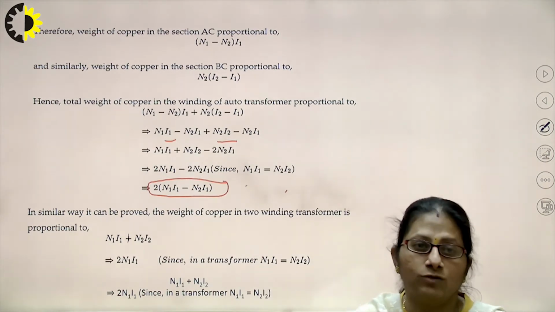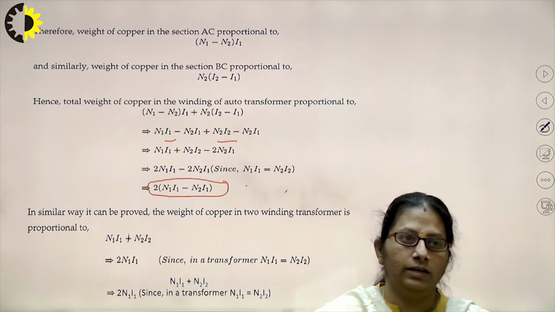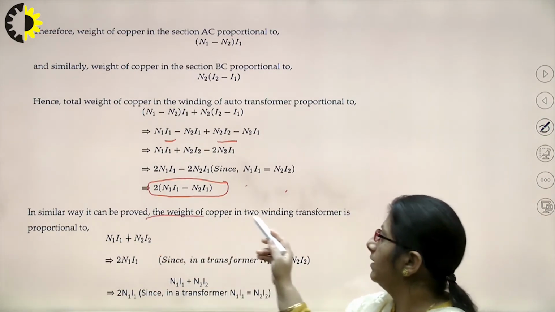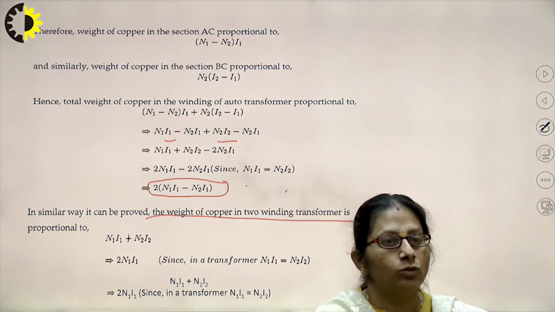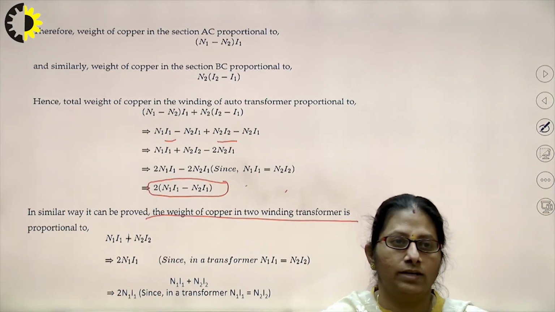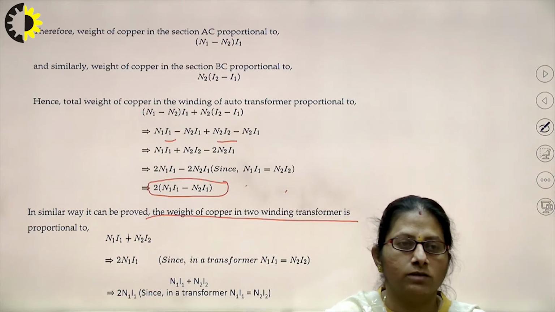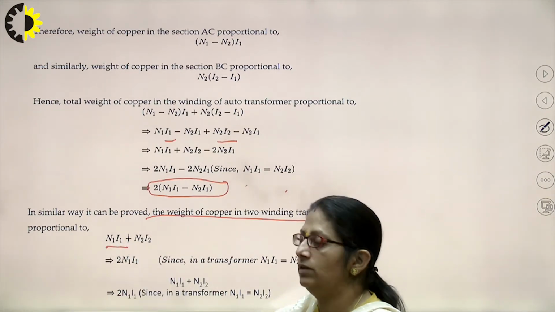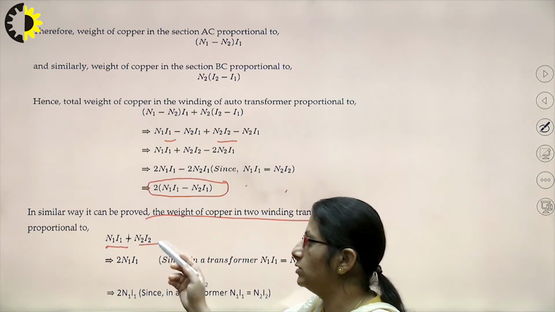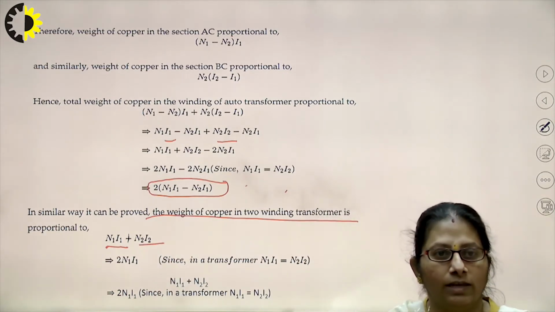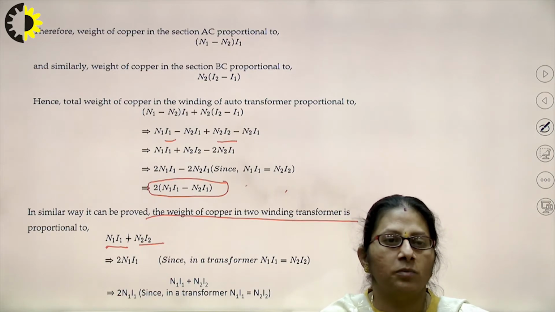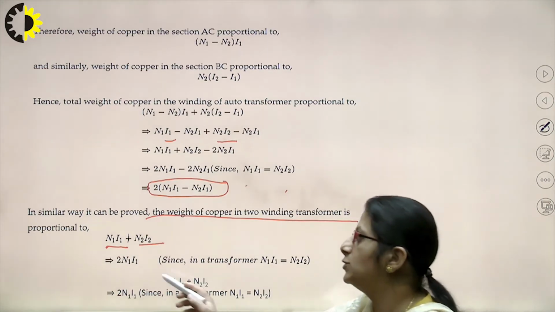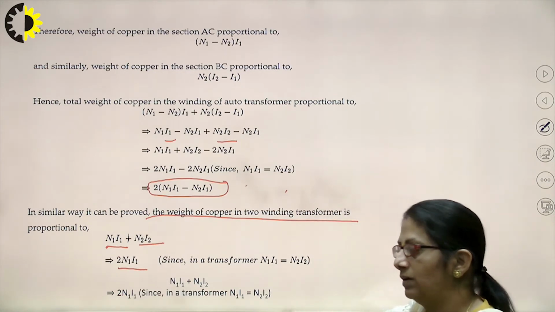Now similarly I have to compare it with the 2 winding transformer. For a 2 winding transformer, the weight of the copper is proportional to the number of turns and the current. In the primary winding, the number of turns is N1 and the current is I1; in the secondary, the number of turns is N2 and the current is I2, so the addition of these two gives the total. Since in a transformer the MMF N1 I1 is the same as N2 I2, I may just write it as twice N1 I1, right?